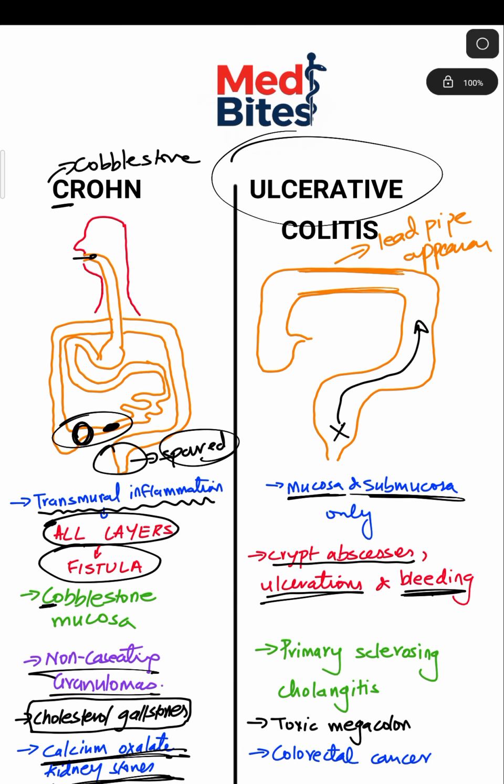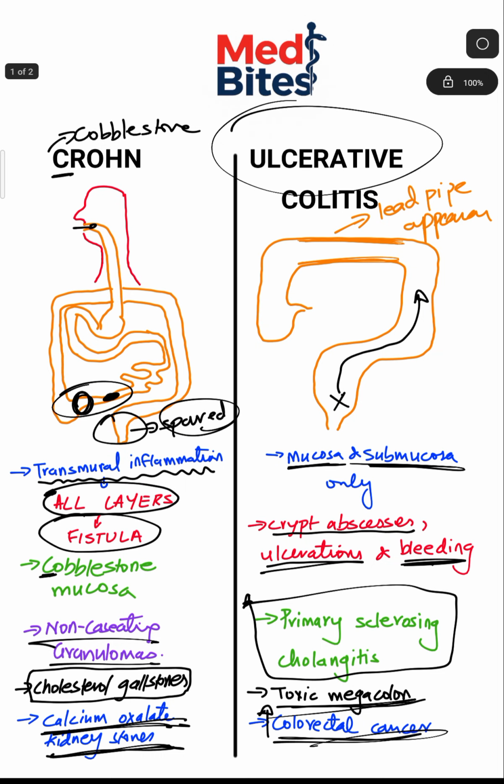Now, the extraintestinal manifestation of ulcerative colitis is going to be primary sclerosing cholangitis. This is so important and super high yield. You're going to be given this, and you're going to be asked, what other thing could this guy have? And that's when you're going to go with ulcerative colitis. It can also lead to toxic megacolon and increase the risk of colorectal carcinoma.